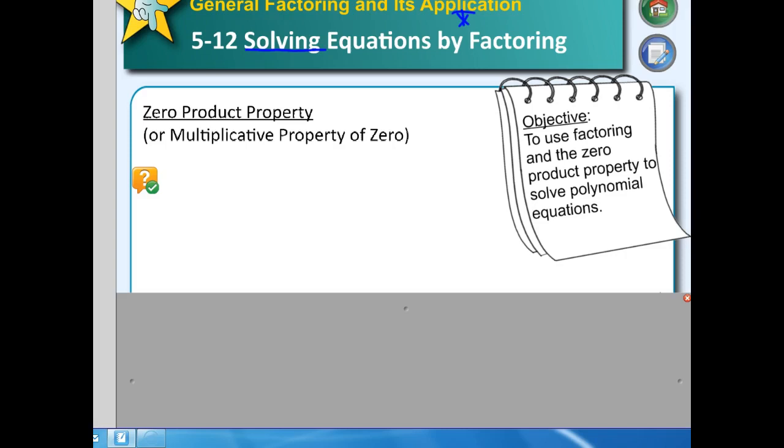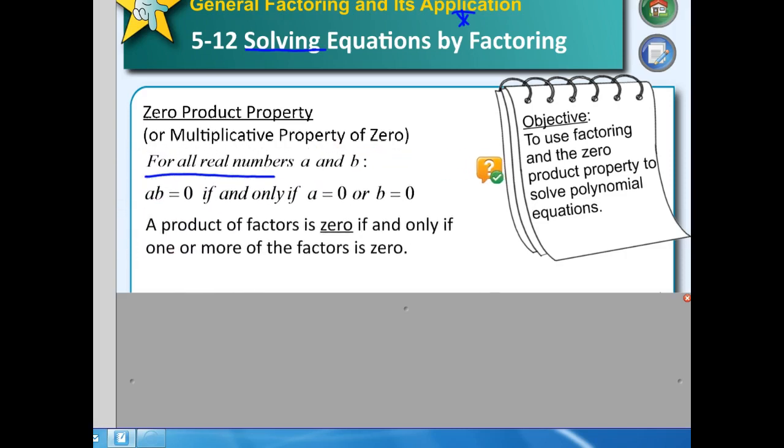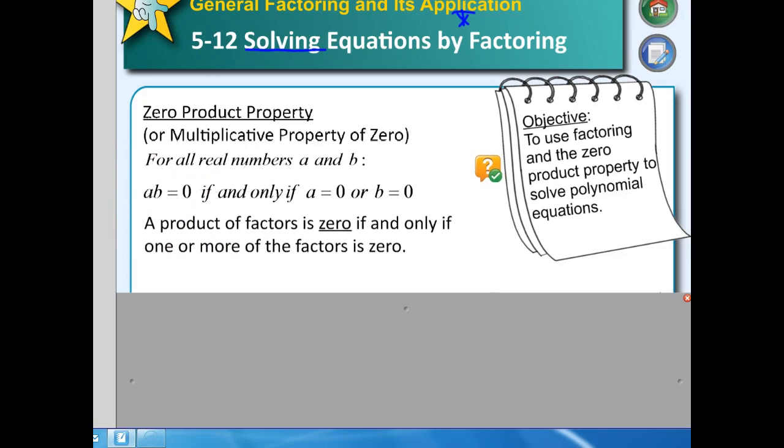This works because I can use this wonderful property called the zero product property. Now, it's the first time that we've seen this, all right? And here's what it says. In words, it says, for every real numbers A and B, A times B equals 0 if and only if A equals 0 or B equals 0. So, a product of factors is 0 if and only if one or more of the factors is 0.